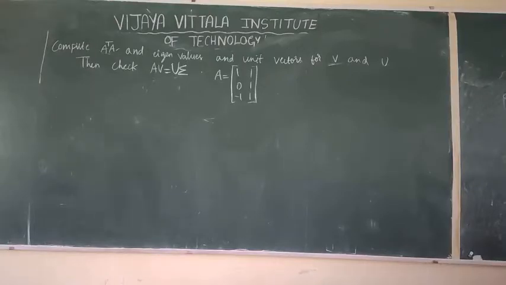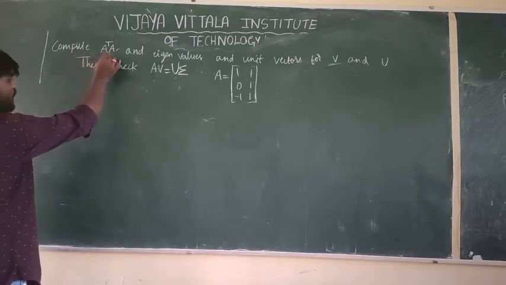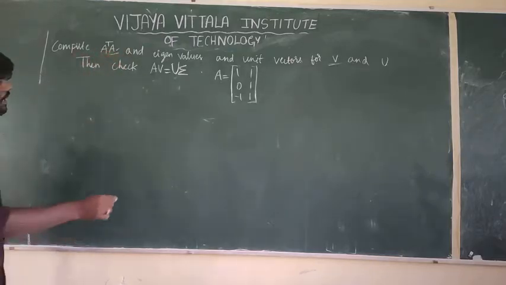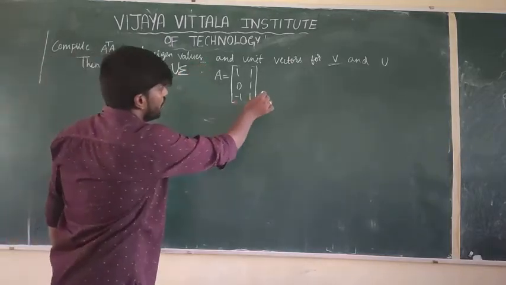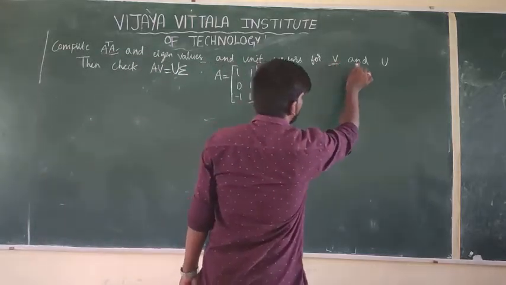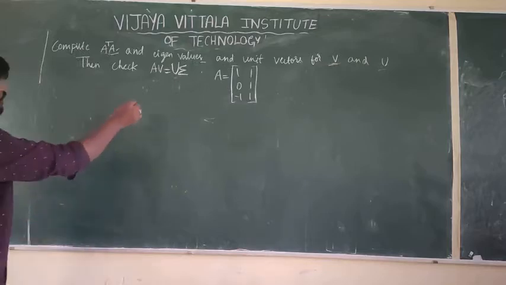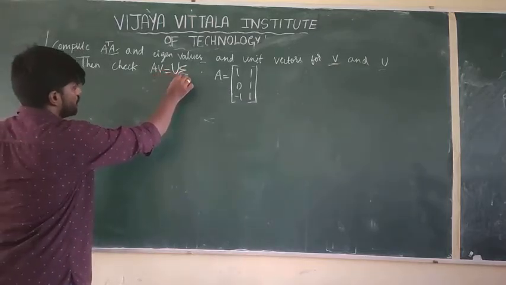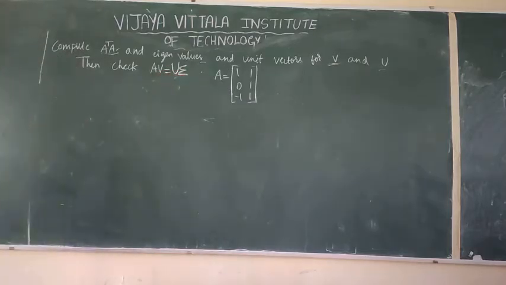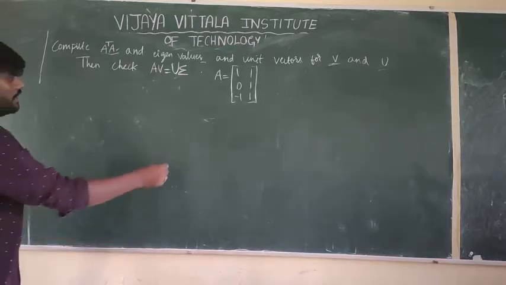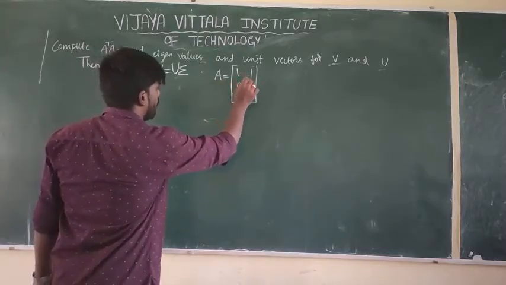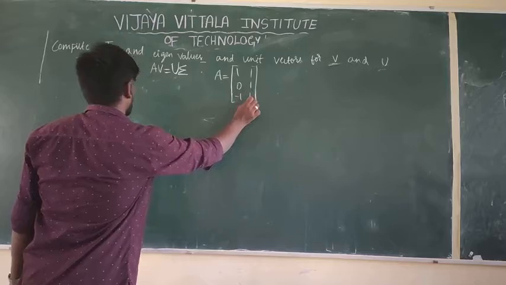Today we will solve this problem. The problem is to compute A transpose A, and the eigenvalues and unit vectors for U, V and U. Then we have to check whether AV equals U into summation or not. The given matrix is A, 1 1 0 1 minus 1 1.